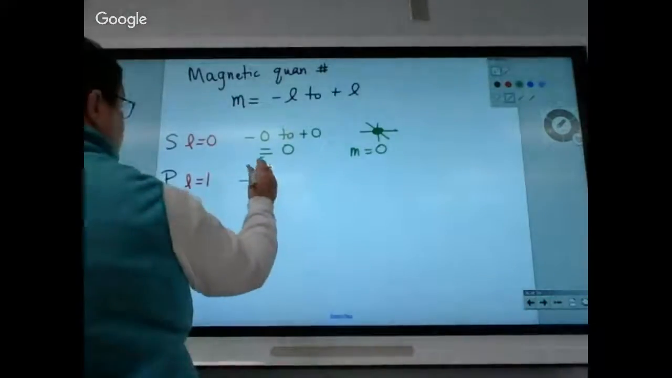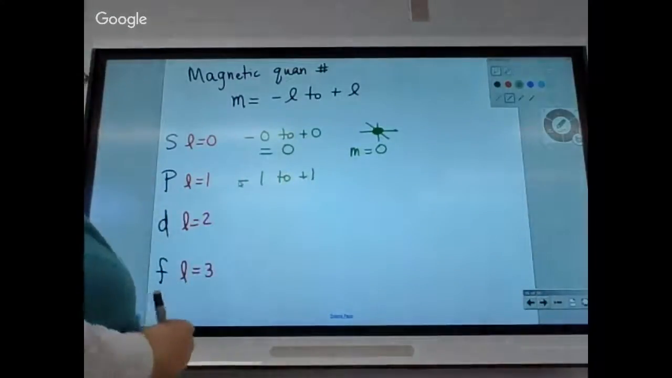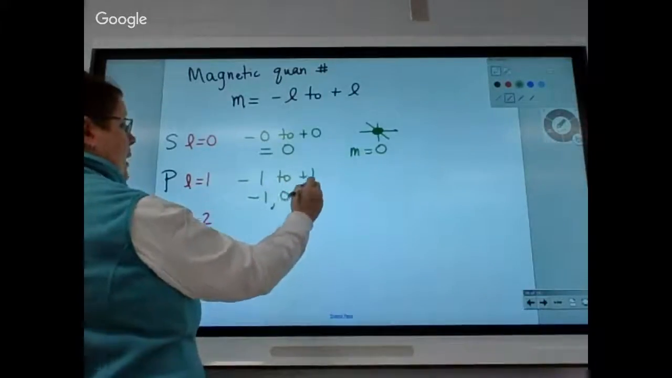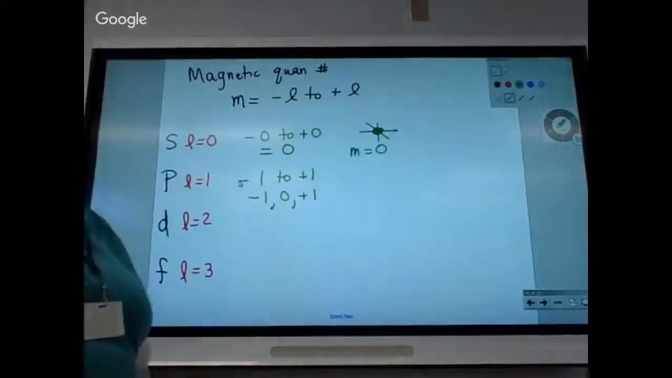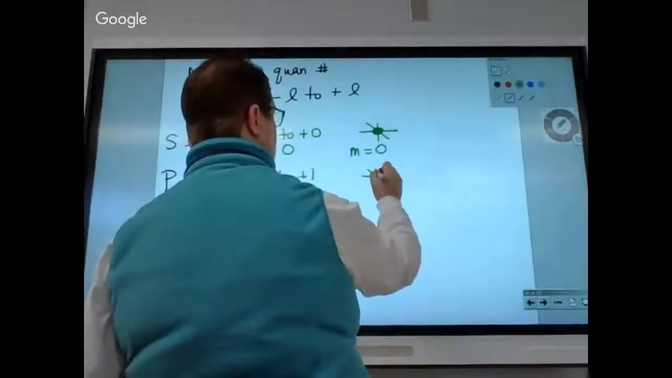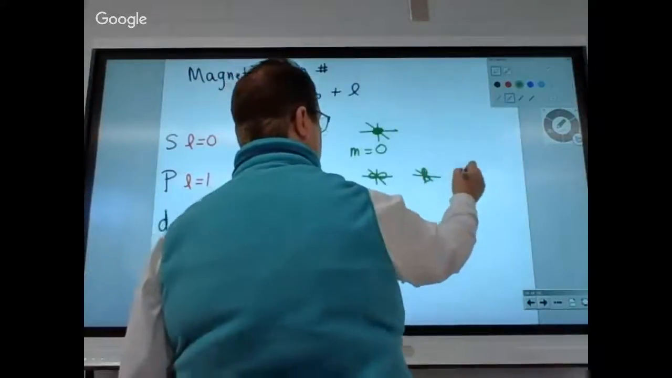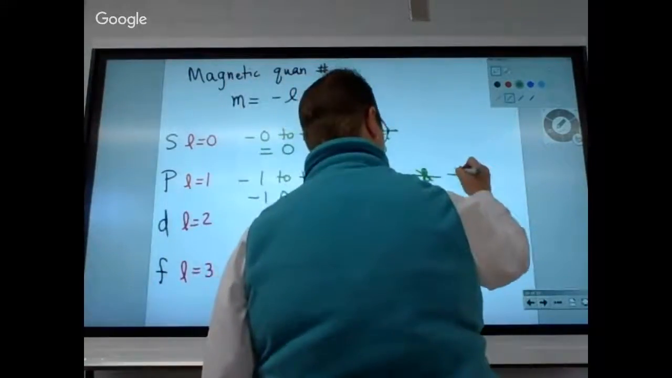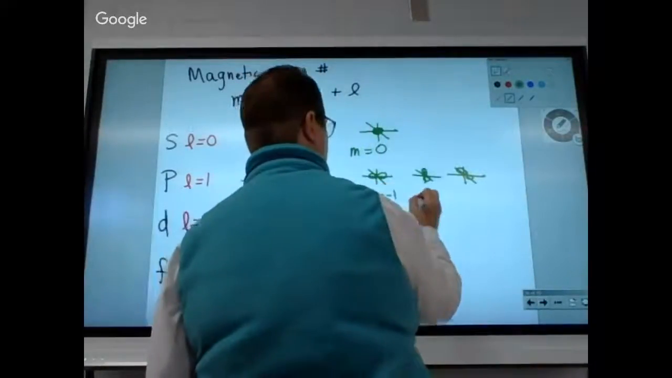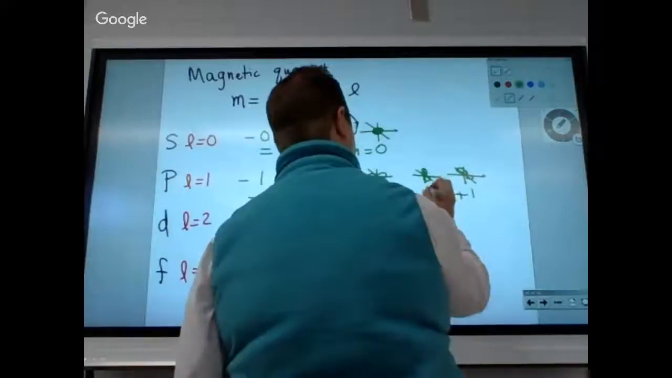So -1 to +1 would be what numbers in math class? -1, 0, and +1. So how many different shapes would we have this time? We'd have 3. So this would refer to our peanut, and our other peanut. So M would equal -1, or 0 on that one, and then +1. And again, these are just addresses.